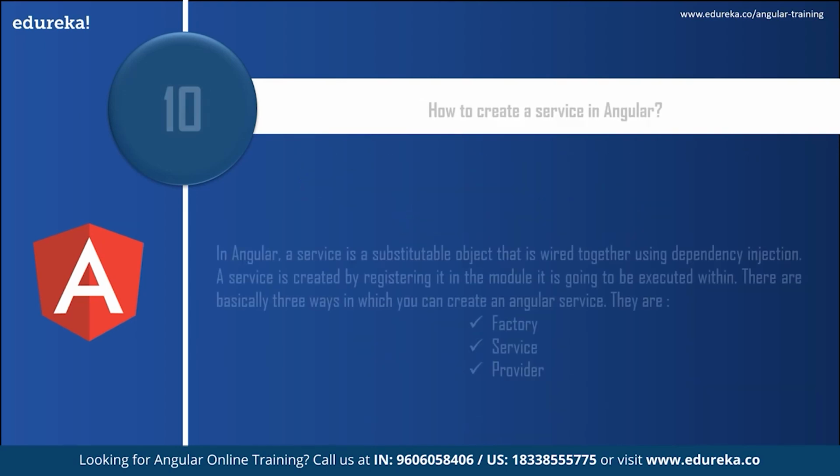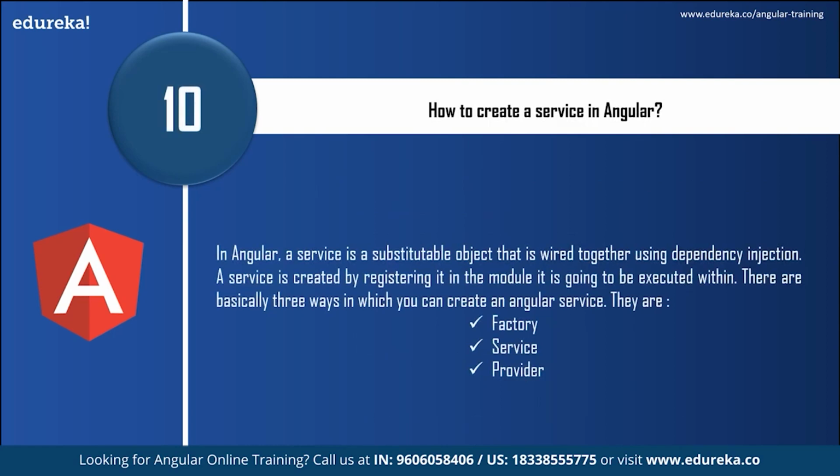The next question is how to create a service in Angular. In Angular, a service is a substitutable object that is wired together using dependency injection. A service is created by registering it in the module. It is going to be executed within the module. There are basically three ways in which you can create an Angular service. They are basically factory, service, and provider.